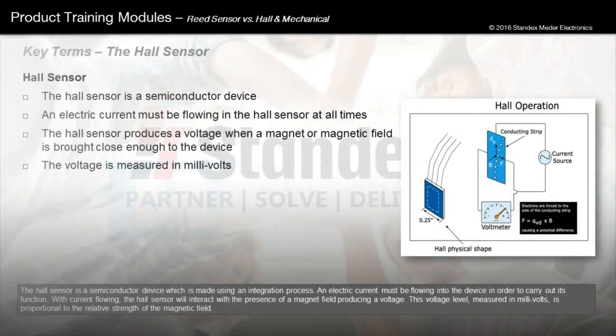The Hall sensor is a semiconductor device which is made using an integration process. An electrical current must be flowing into the device in order to carry out its function. With current flowing, the Hall sensor will interact with the presence of a magnetic field, producing a voltage. This voltage level, measured in millivolts, is proportional to the relative strength of the magnetic field.